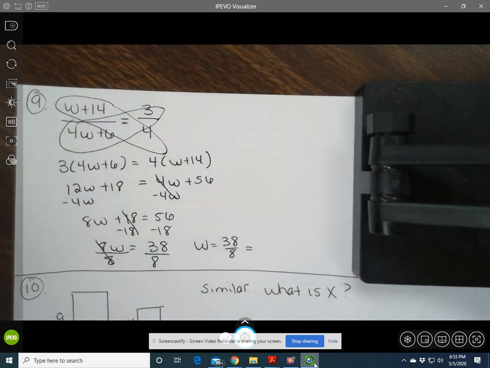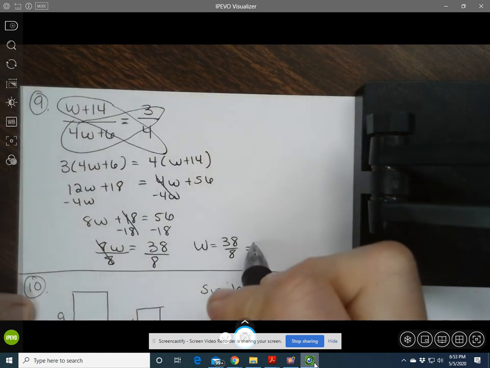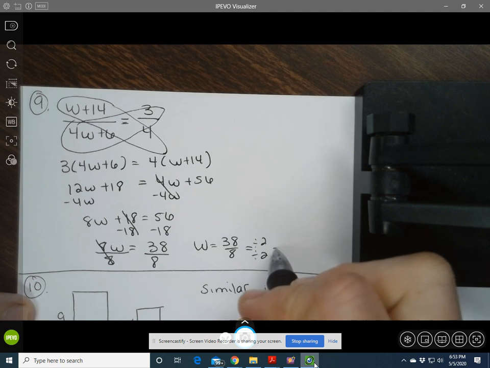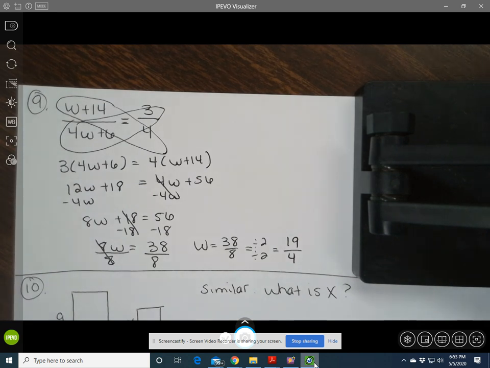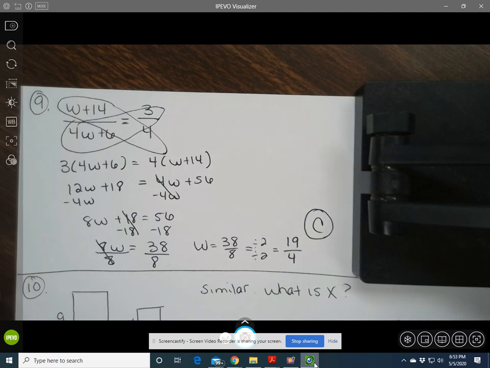But if you'll notice, that's not a multiple choice option, and you have to reduce it. If it ends in even numbers, you can always reduce. So divide them both by 2. That means that you have 19 over 4, which is, which option is that? I just flipped the page. 19 over 4 is C.